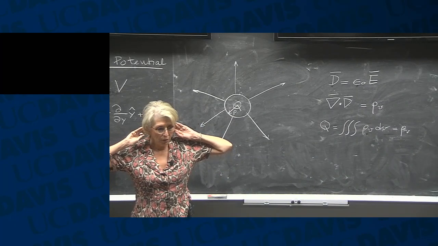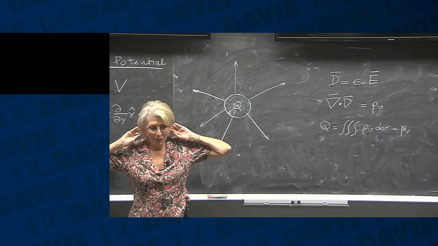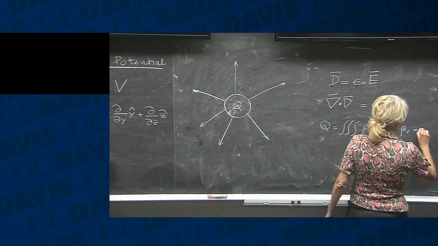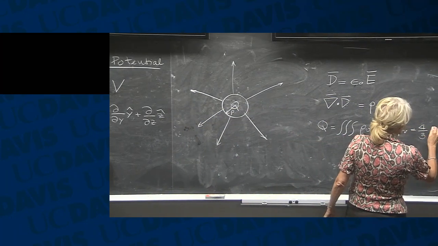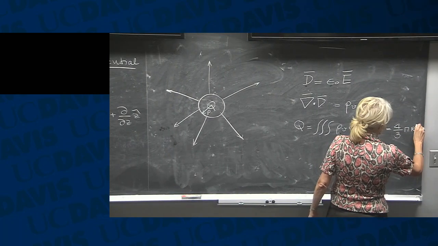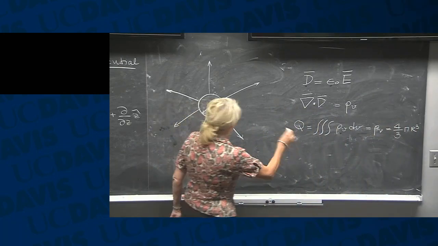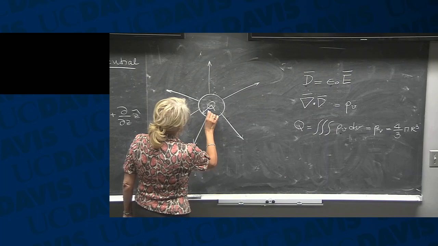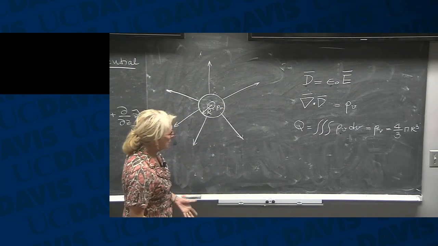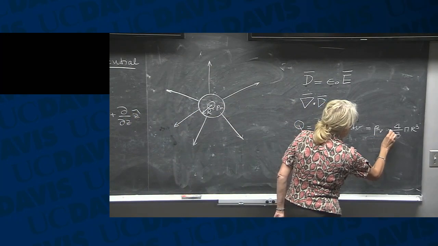Could you say more, louder? The volume of the sphere. 4/3 pi R cubed. Where R is going to be this distance, R. And rho sub V is this. Okay. And then, of course, rho sub V here times.